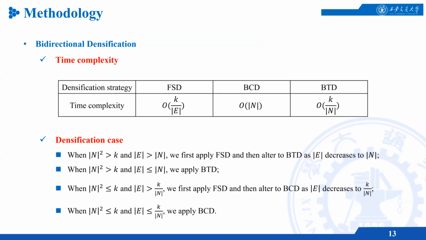Based on the densification procedure of these three strategies, we can have their time complexity in the table. By comparing the time complexities of these three strategies, we have the following four cases. During the densification procedure, we can smartly choose one of these four cases for faster densification according to the number of empty and non-empty bins in the sketch.